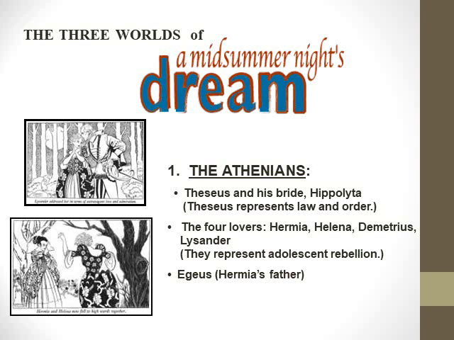The three worlds of A Midsummer Night's Dream are, the first one, the Athenians. In it, Theseus and his bride Hippolyta. Theseus represents law and order. The other four lovers, Hermia, Helena, Demetrius, and Lysander, represent adolescent rebellion. Aegeus is the father of Hermia.